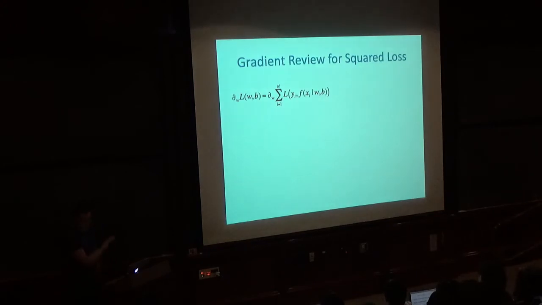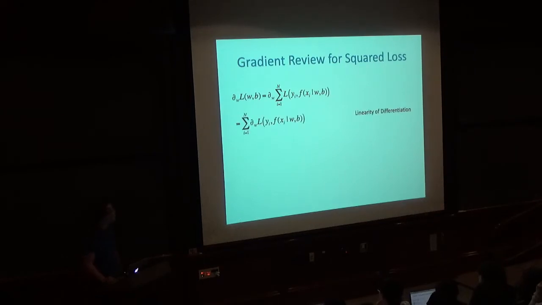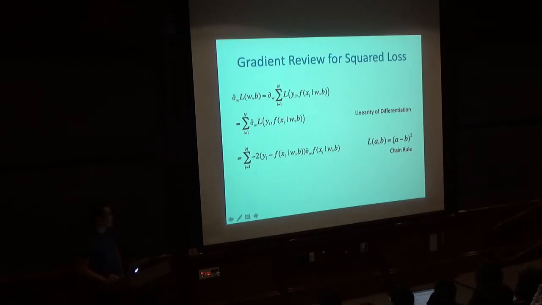So here's the review of how we derive the gradient of the squared loss. This is the gradient of the loss function with respect to the W vector. This is just the definition of the loss function, which sums over the training examples. By linearity of differentiation, we can move the gradient operator inside the sum. We use the definition of squared loss and apply the chain rule. The gradient of (a minus b) squared is 2(a minus b). So it's this guy.